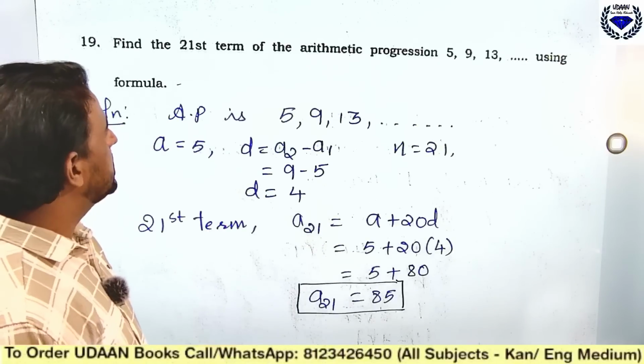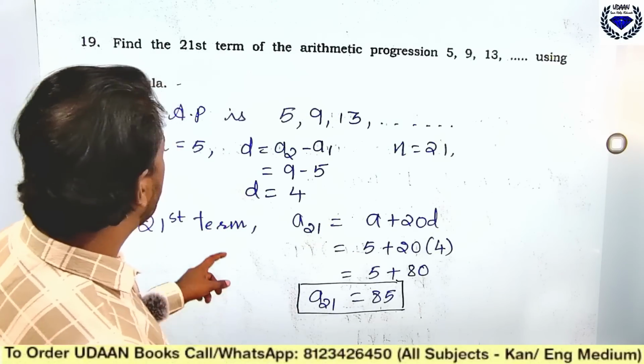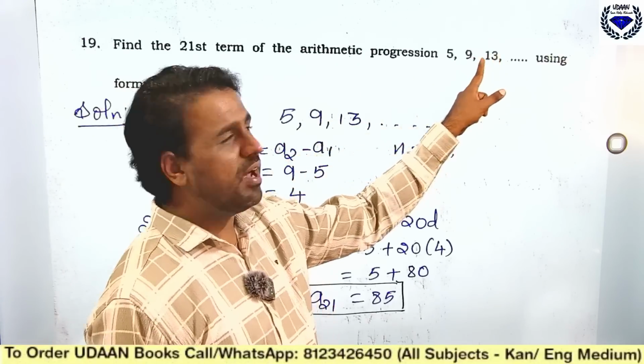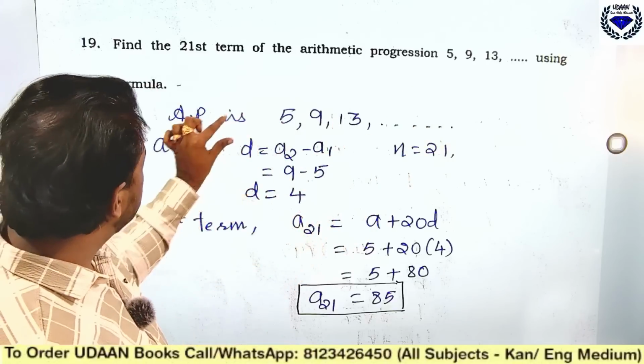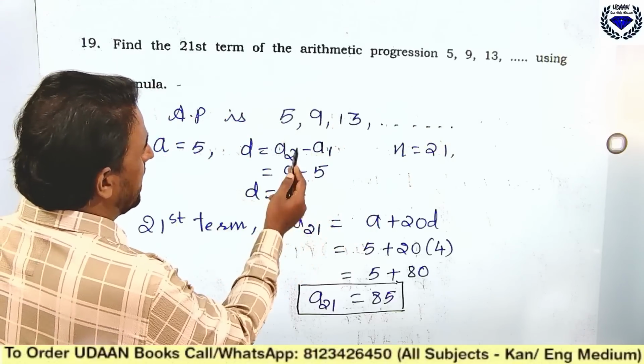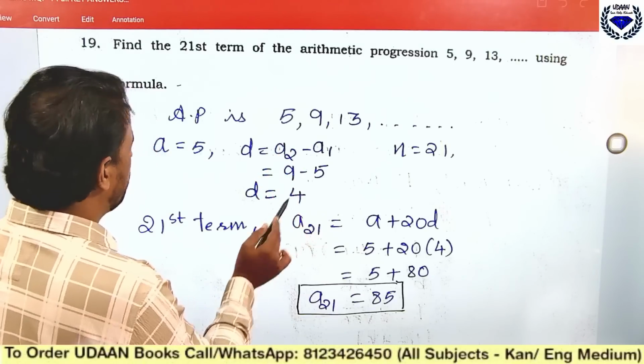Find the 21st term of an AP 5, 9, 13 using the formula. See, they have given the AP here. What is that? AP is 5, 9, 13. A is the first term, it is 5. D is the common difference, 9 minus 5, that is second term minus first term. A2 minus A1 is 9 minus 5, which is 4.